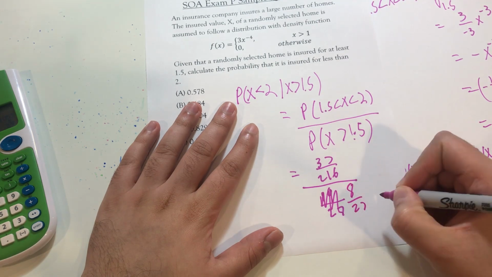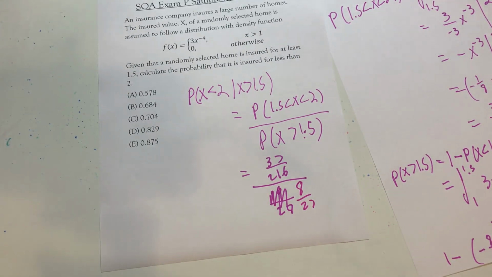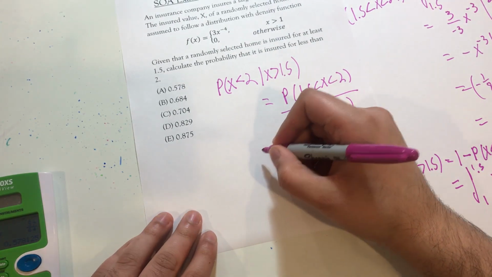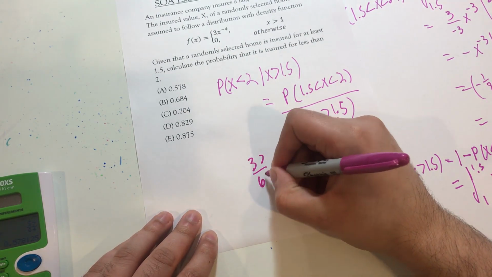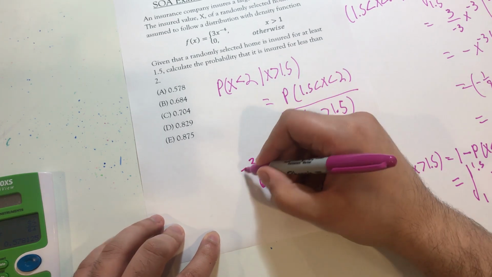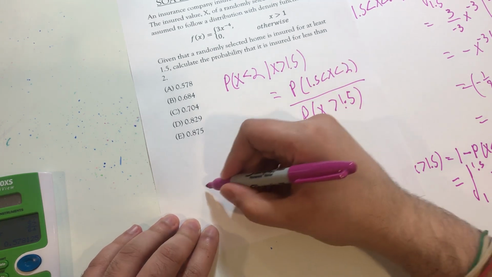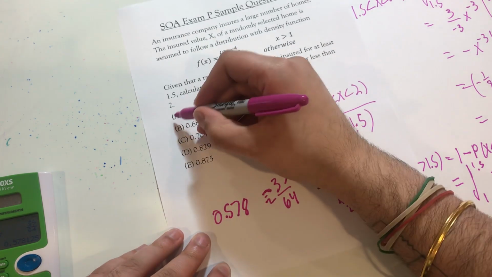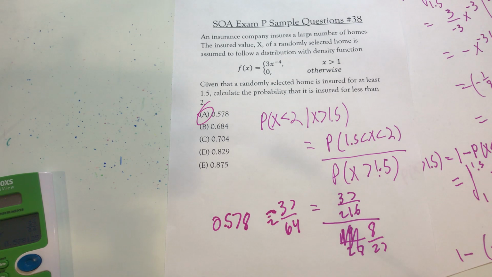8 over 27, while my numerator is 37 over 216. So I do that division there, and I get a final answer of 37 over 64. And to 3 decimal places, it's approximately 0.578, which lines up with answer choice A.